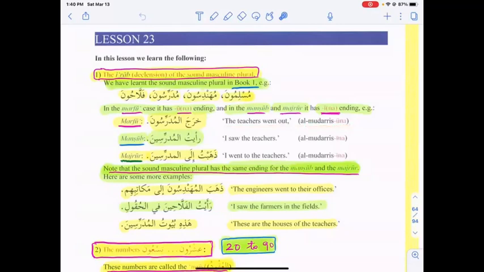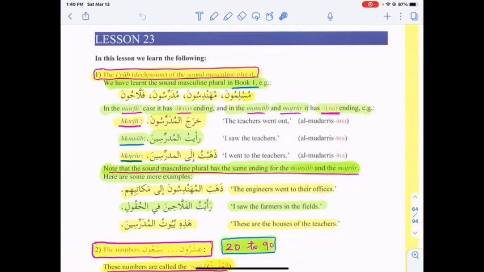Al-mudarrisuna. Ra'aytu, I saw. Now we need maf'ulun bihi. I saw. What did you see? Mudarrisina, mansub. I saw the teachers, al-mudarrisina. And then zahabtu ila mudarrisina. I went to the teachers. So here it is majroor because of ila. Now here, my brothers and sisters, it is again mudarrisina, the same.